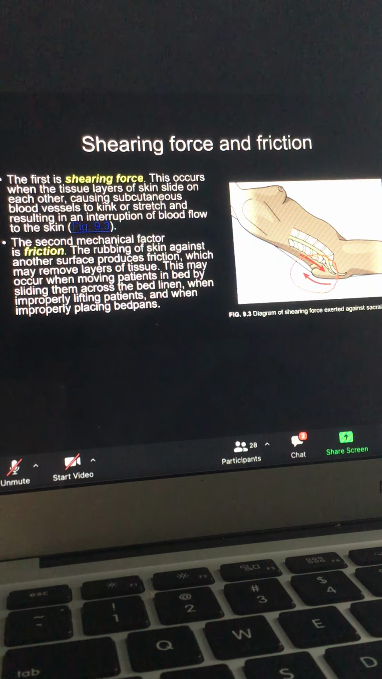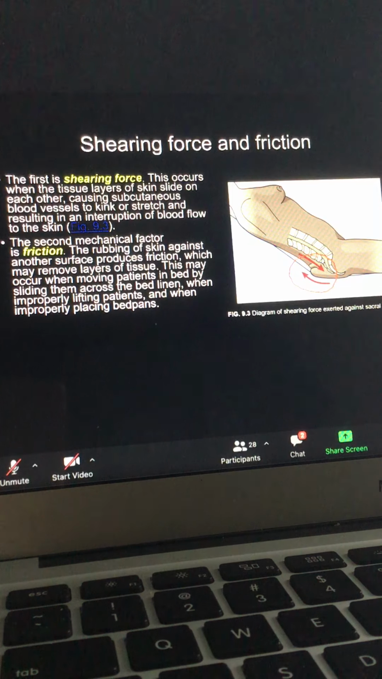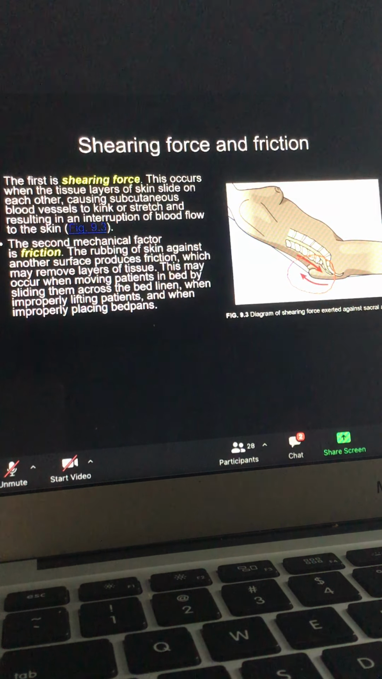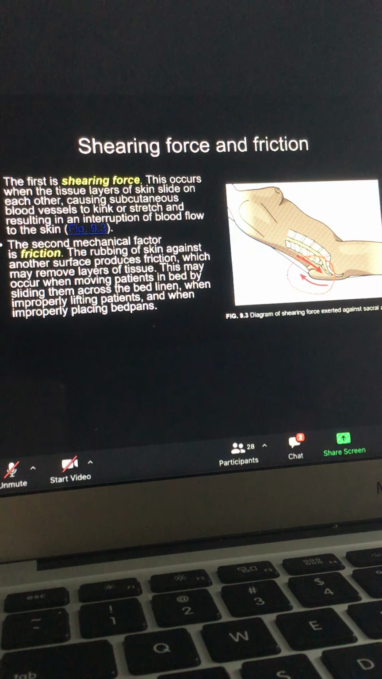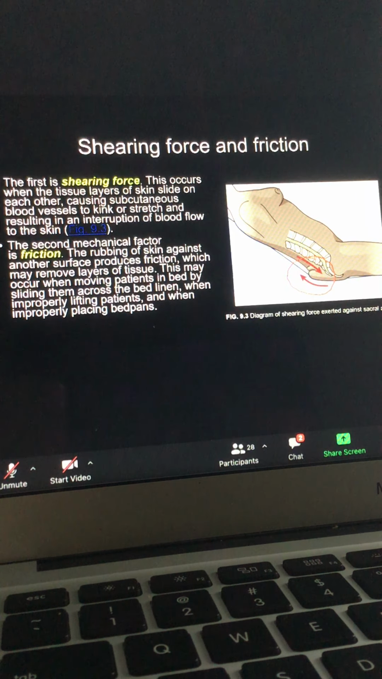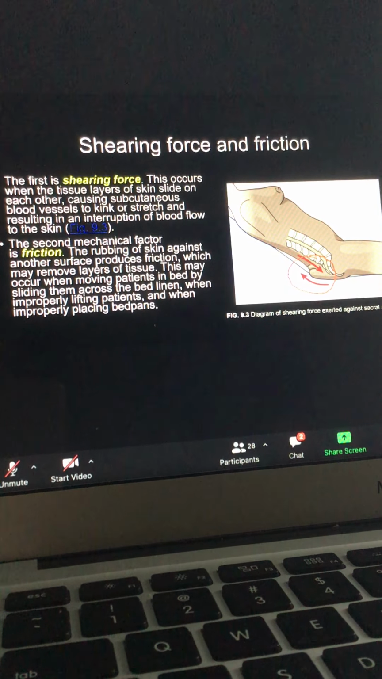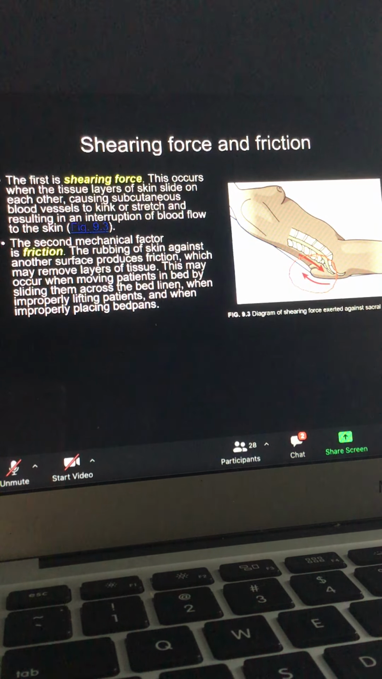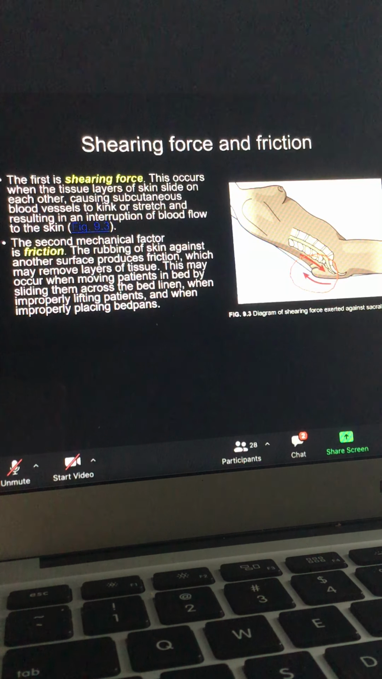So when you're moving your patients in bed by not lifting them and just sliding them up because you're too lazy to use the pads to lift them up, that can lead to an injury as well. That means improperly lifting. If you're not fully lifting them and you slide them up or down the bed when you're doing adjustments, that can cause an injury as well. But the big problem when it comes to pressure-related injury is really the shear force.